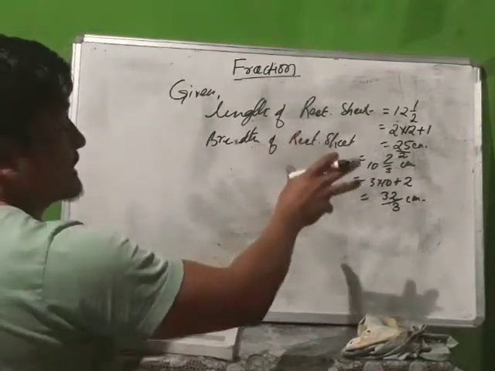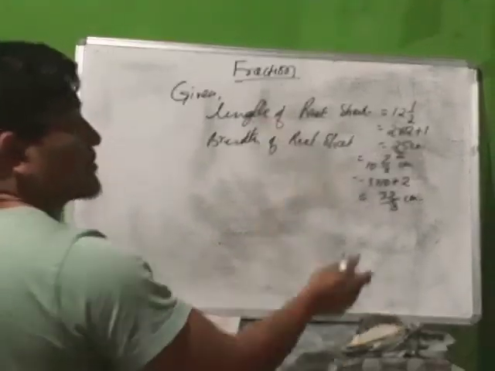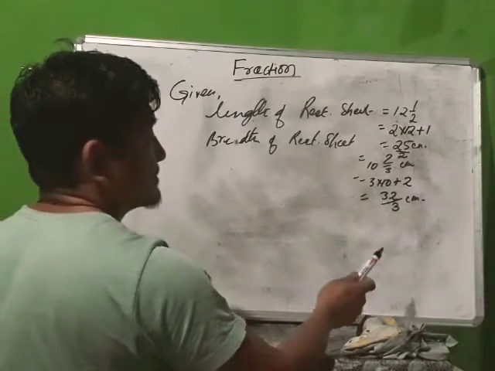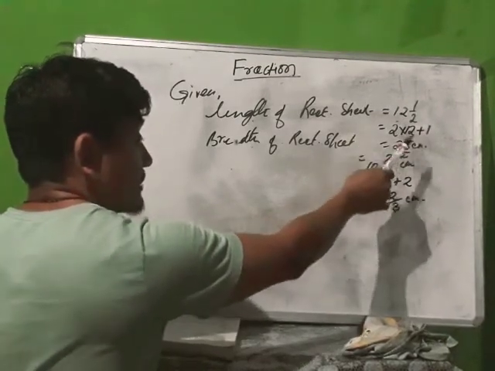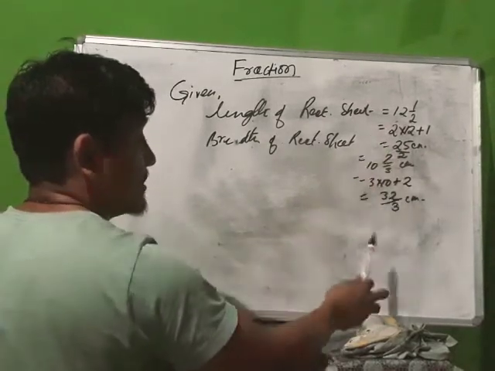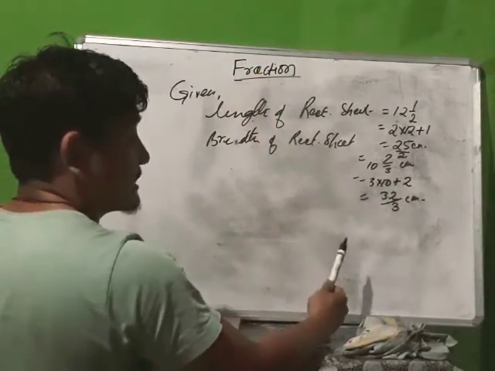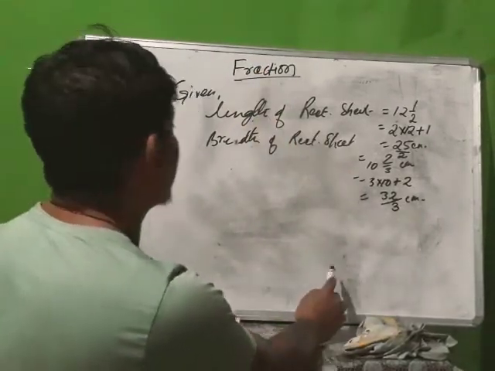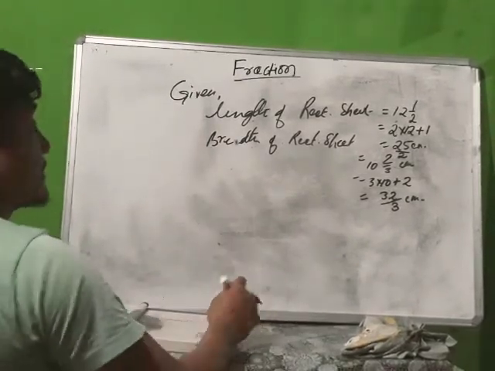So once you get the length and breadth in an improper fraction, this is called an improper fraction. Why is it called an improper fraction? Because your numerator is greater than the denominator. That is why we call it an improper fraction. If you have a numerator less than the denominator, then we call it a proper fraction. So we have two types of fraction, proper and improper fraction.